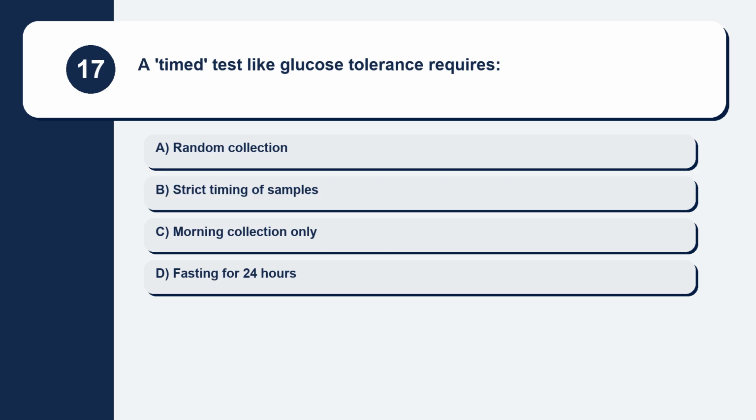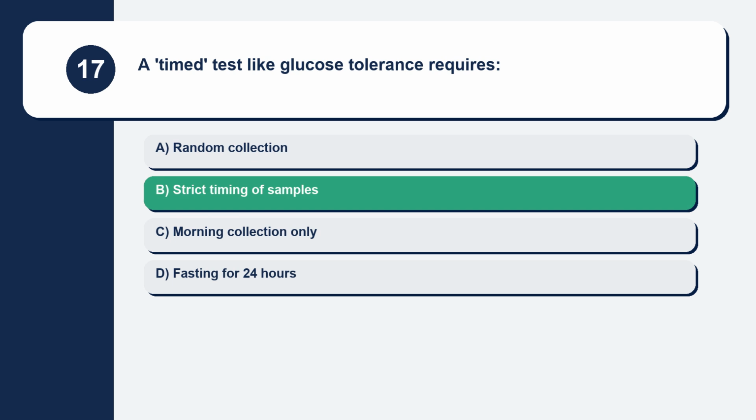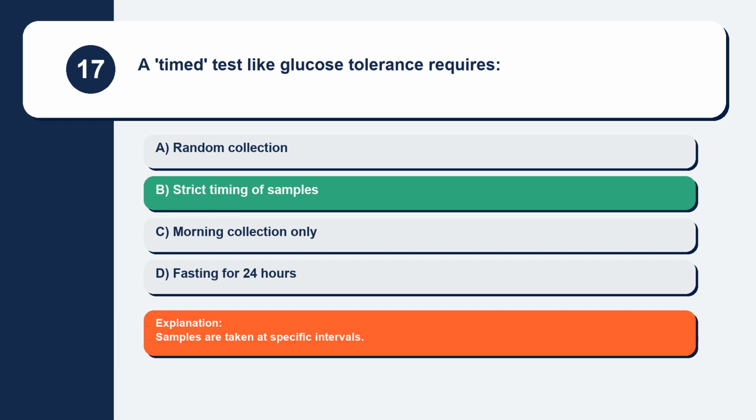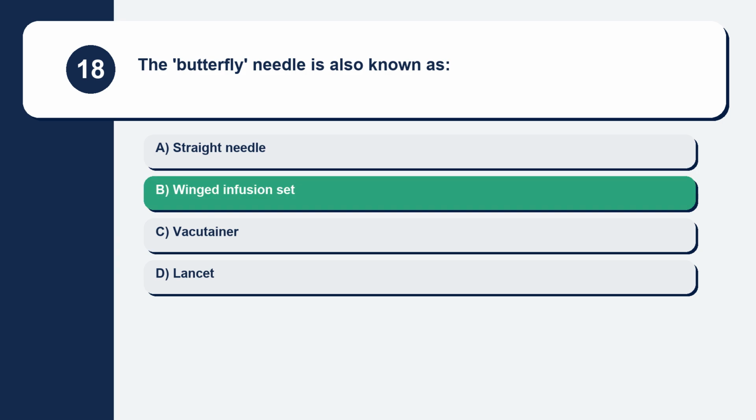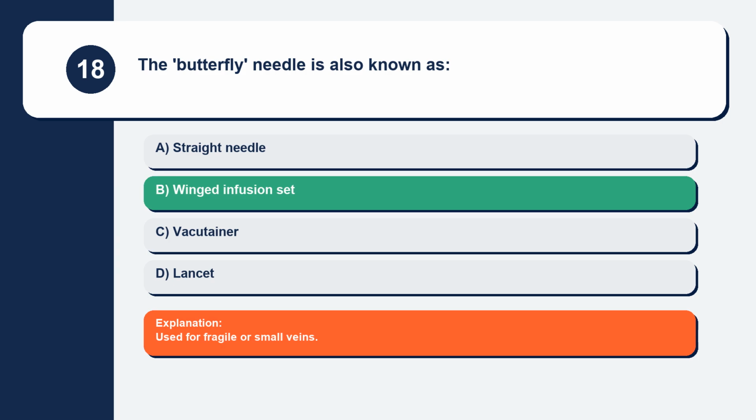Question 17. A timed test like glucose tolerance requires random collection, strict timing of samples, morning collection only, fasting for 24 hours. Samples are taken at specific intervals. Question 18. The butterfly needle is also known as straight needle, winged infusion set, vacutainer, lancet. Used for fragile or small veins.